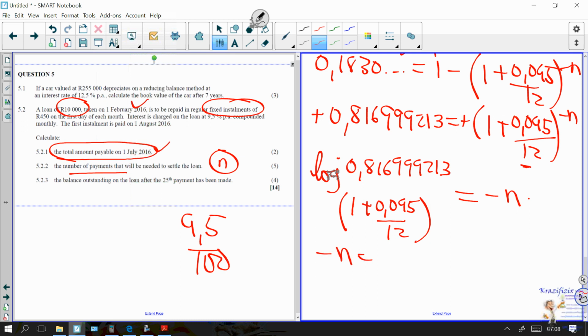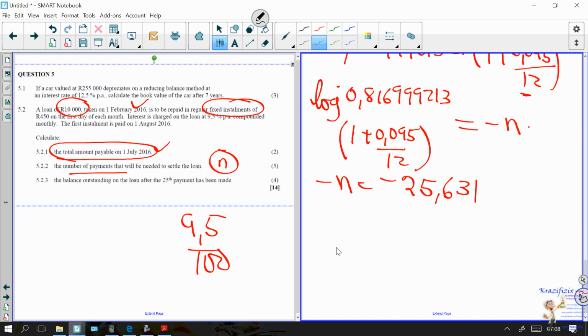Negative n is what? Negative 25.631. So what number of payments? n will be equal to 26 what? Payments. All right, guys, that's how you use your formula and your calculator. n is 26 payments. So I hope that works for you.